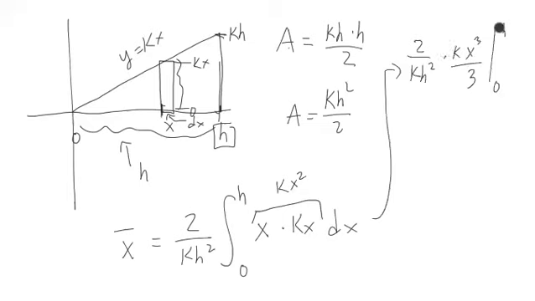Now, as we go from 0 to h, let's see what happens. 0 is just 0, and at h, we put an h. So this is really just going to be 2 over kh squared times k times h cubed all over 3. Notice that cancels, so we're just left with an h on the top, the k's cancel, and we get this amazing thing, 2/3 times h.